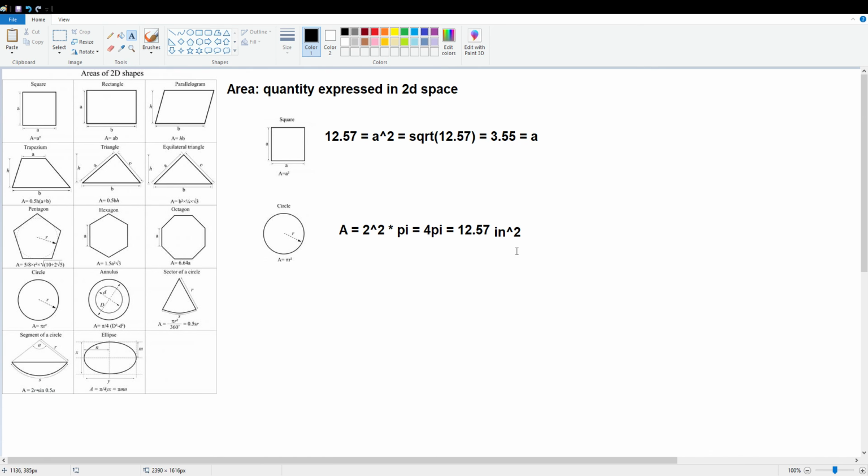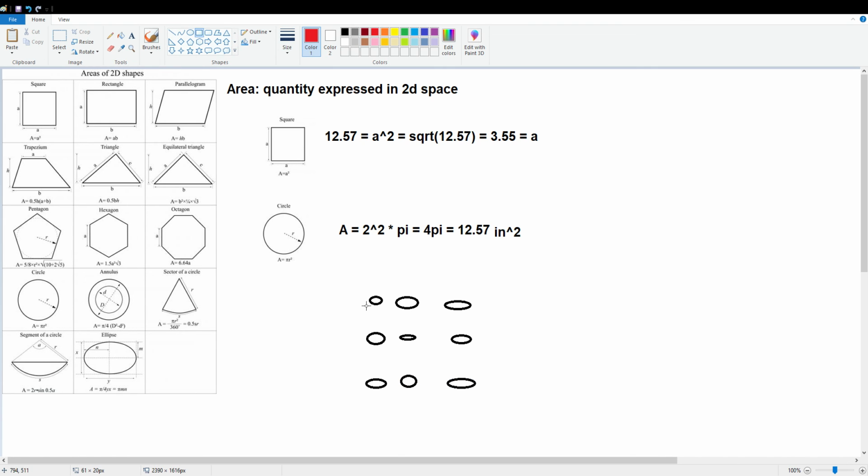The units still have to be in inches squared because it's not a length, it's not a single pointing vector, it's an area. So I like to just say area in this case would be 3.55 groups of 3.55 units or objects. So 3.55 groups of 3.55 objects. So it's kind of like, say you have 3 groups of 3 objects apiece.